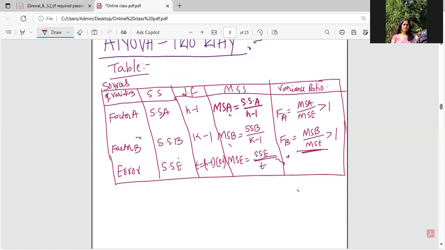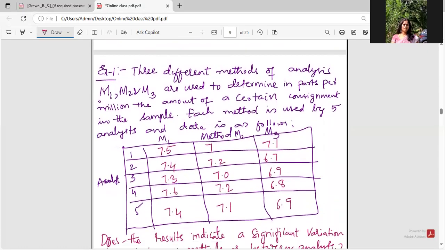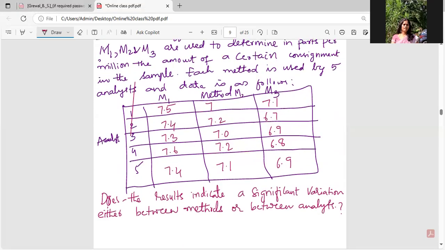Now coming to the example, when I'll go with an ANOVA two way. There are three different methods of analysis, M1, M2, M3. They are used to determine, in parts per billion, the amount of a certain constituent in a sample. Each method is used by 5 analysts. Analysts are given on the left, methods are given on the top, and he has given some data in a table. Do the results indicate a significant variation either between the methods or between the analysts? Is there a variation in the analysts or a variation in the methods, is the question.